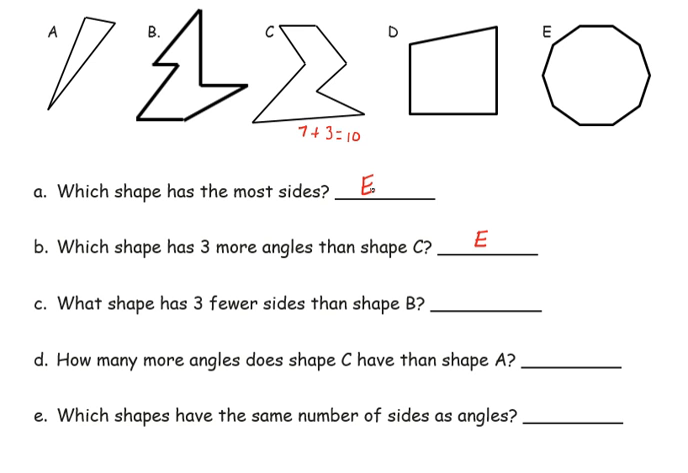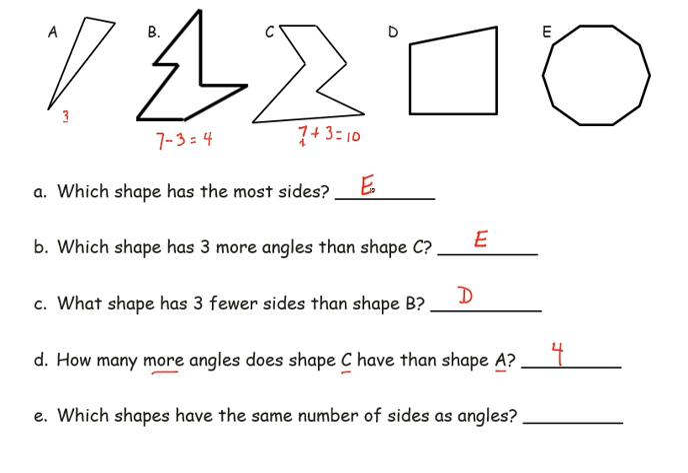Question C says, which shape has 3 fewer sides than shape B? Well, shape B had 7 sides. If we want to look for a shape that has 3 fewer, then we're going to take away 3. And we need the shape that had 4 sides, and that was shape D. Question D says, how many more angles does shape C have than shape A? Well, shape C had 7 angles. Shape A had 3 angles, so shape C has 4 more angles than shape A.